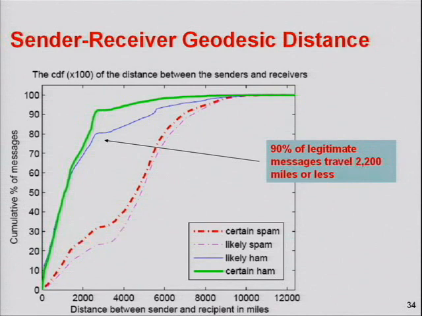So let me just briefly mention something there too. For this data set, 90% of the legitimate messages traveled about 2,200 miles or less, whereas if you look at the spam messages, almost 70% of them traveled more than that. And this line also, it's not quite uniform at random, but it's certainly quite a bit less skewed than the legitimate mail.